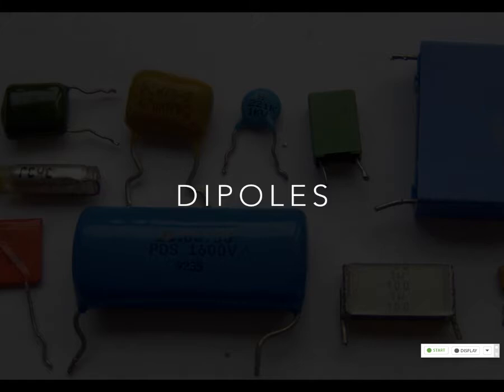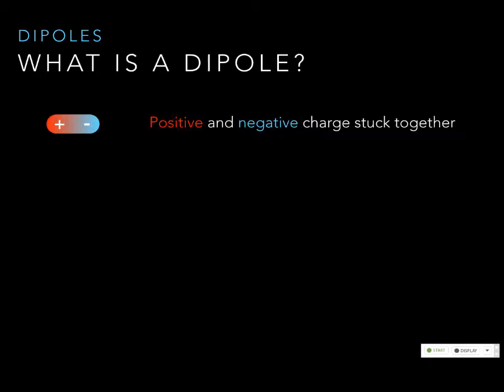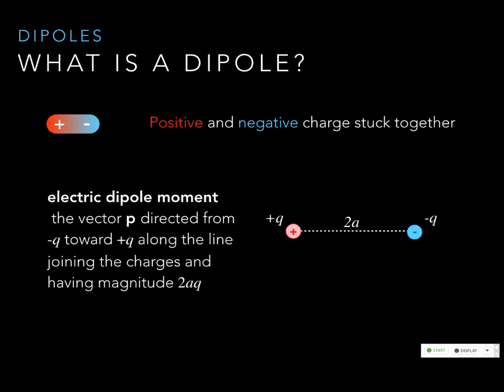So let's talk about dipoles again. Just a little review. What is a dipole? Positive and negative charge stuck together. We went through this whole thing, right? You have this positive and negative charge stuck together. There's the electric dipole moment, which points from negative to positive.